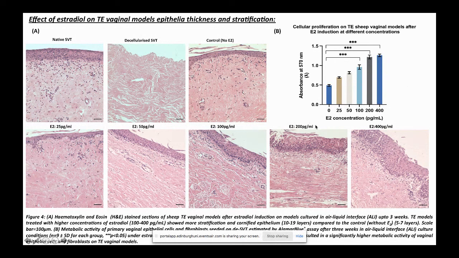With the gradual increase in estradiol concentration, we can see that there was a gradual increase in vaginal epithelium thickness, as well as stratification. And at a concentration of 400 picograms per ml of estradiol, we can see that the epithelium was much thicker, even thicker than the native vaginal tissue. Hence, we can conclude that the cells seeded onto these matrices are responding towards estradiol in a dose-dependent manner. The estradiol not only supported the vaginal epithelium thickness, but it also supported cellular metabolic activity. With an increase in estradiol concentration, we observed an increase in cellular metabolic activity on these vaginal constructs.